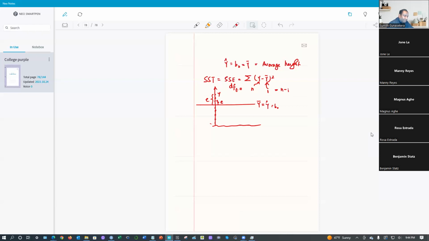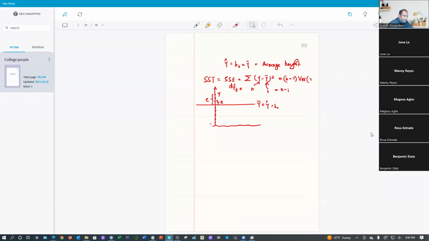The sum of squared error is the same as this one. If you check very carefully, the sum of squared error is n minus 1 times the variance of y.